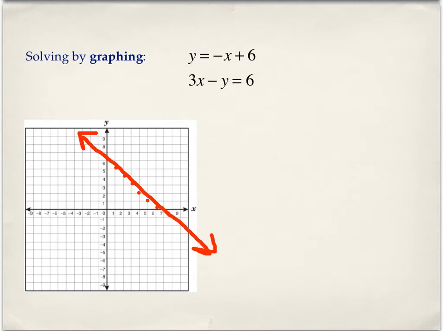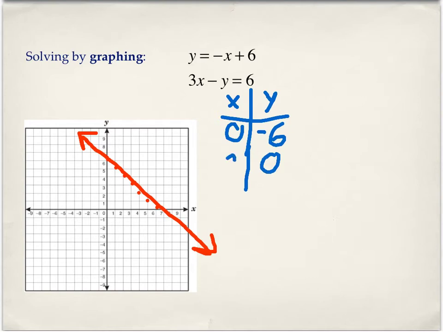Now my next one is in standard form. I think this one will be a decent one where I'm going to use that intercept method to graph this. So I see that if x is 0, then y would have to be -6 in order for that to work. And if y was 0, then x would have to be 2. So I have the point 0, -6, which is down here, and 2, 0, which is here. And if I graph those 2 points, it looks like that.